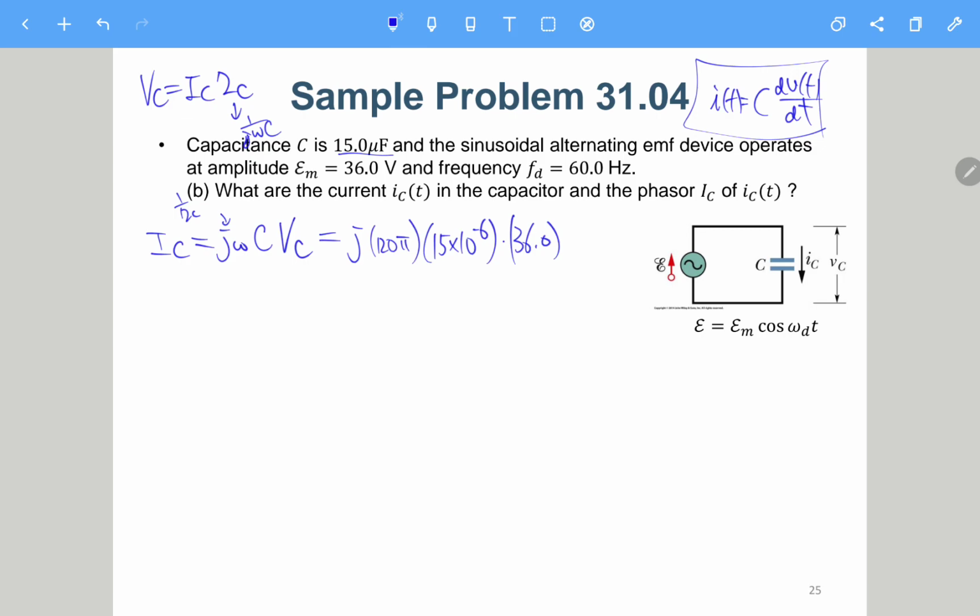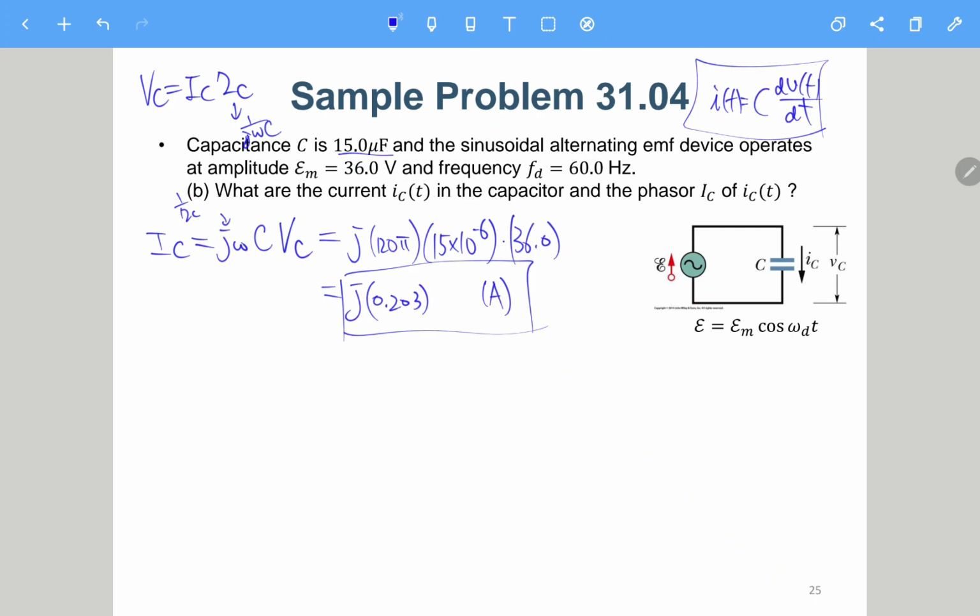So this number is j 0.203 A. This is the phasor.